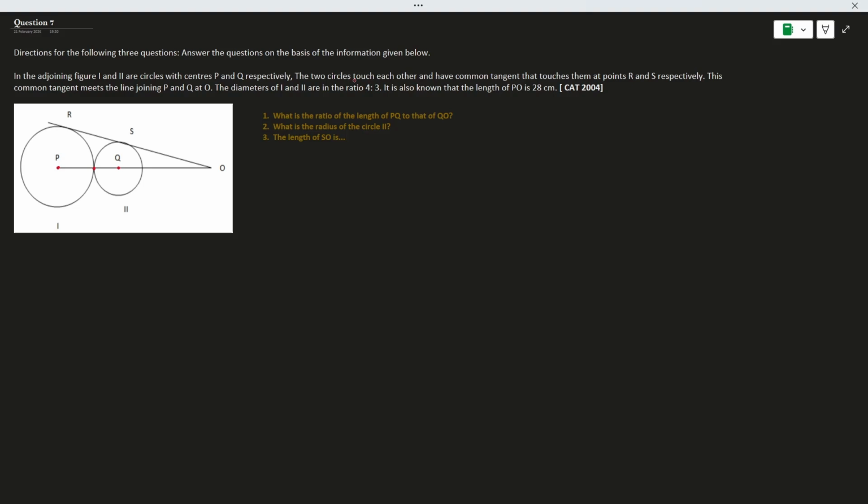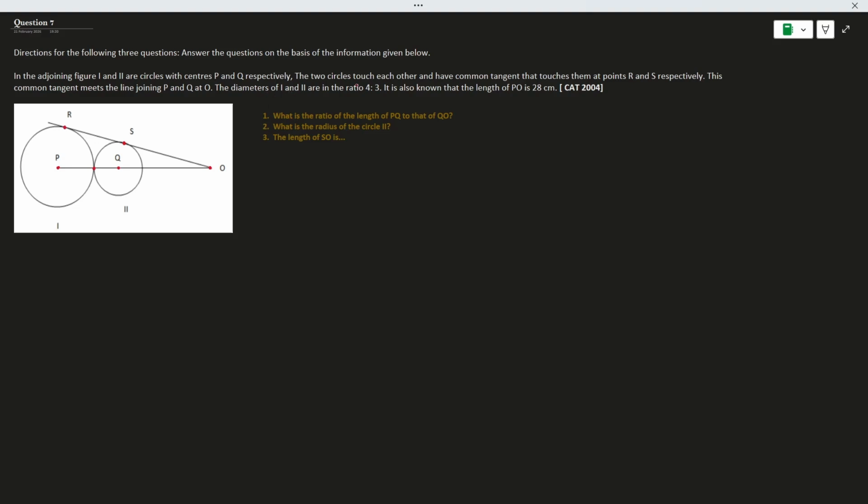The two circles touch each other, all right, and have a common tangent that touches them at R and S. Okay, so this is the point of contact of the tangent with the larger circle, and this is the point of contact S with the smaller circle. This common tangent meets the line PQ at O. Okay, so they have extended PQ, and the tangent and PQ after extending meet at point O.